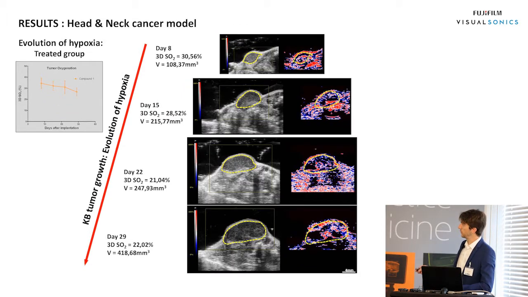As compared to the treated group, for this tumor, 108 millimeter cube, you have 30% of oxygenation, and you can see here a relative conservation of oxygenation inside this tumor. And at the end, it's only 22%, but you can see here a higher oxygenation status of this tumor.